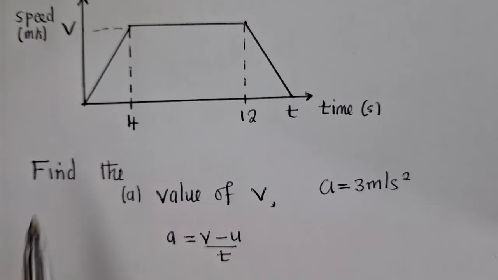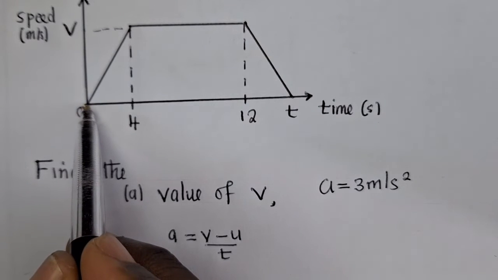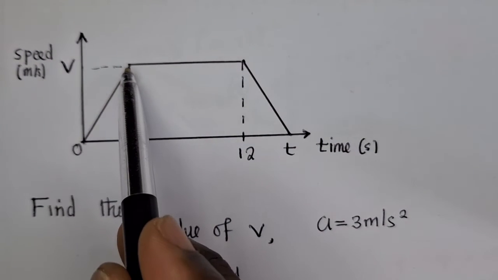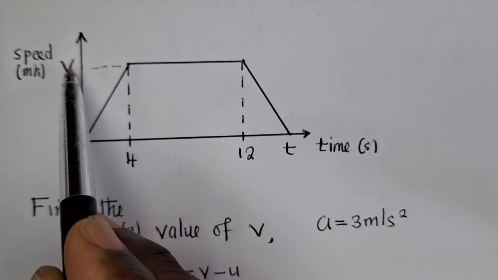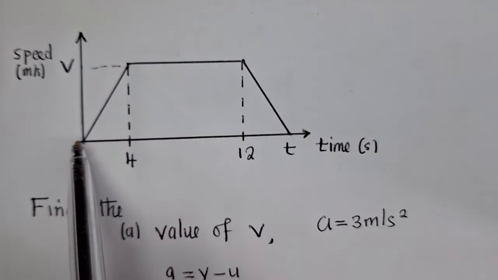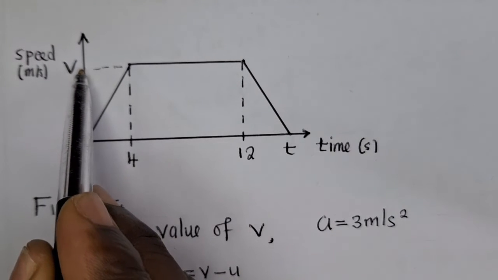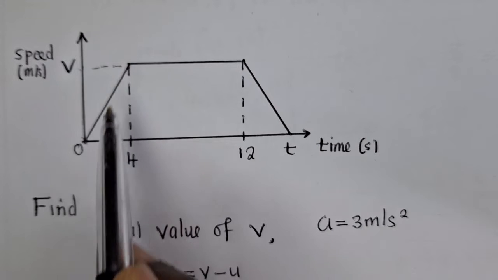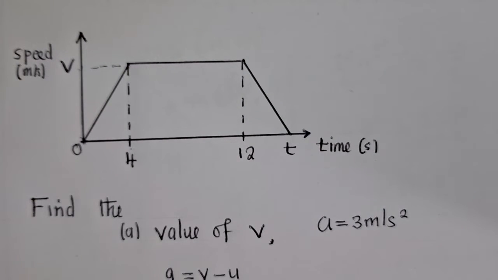Down here, we know that here it's 0. This is where it started accelerating. So we have to follow it all the way up to here, where it ended accelerating. The speed here was v. You can see this is straight with v, while this one is 0. So this is our u, and this is our final velocity. Initial velocity u, final velocity v. Time where it ended here is 4 seconds.